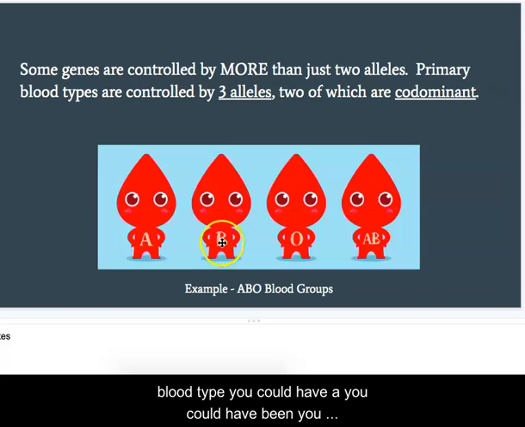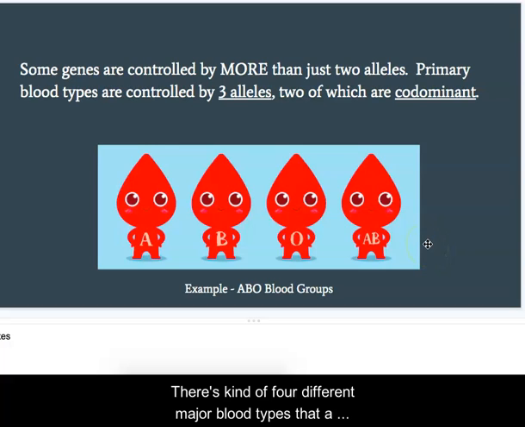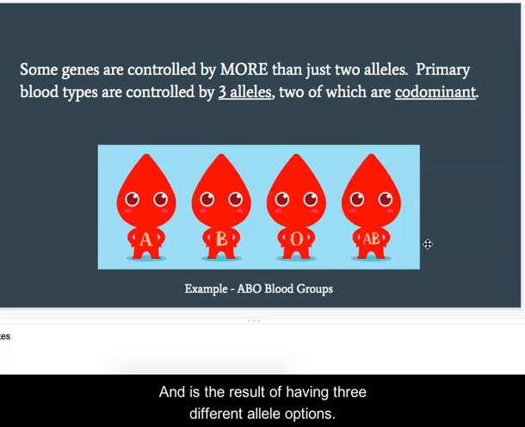So as a blood type, you could have A, you could have B, you could have O, or what we will then learn also is that you could have AB. So there's 4 different major blood types that a person can have, and it's a result of having 3 different allele options.